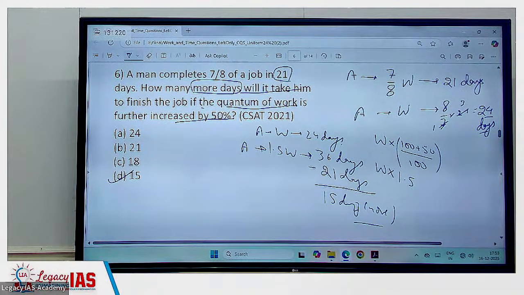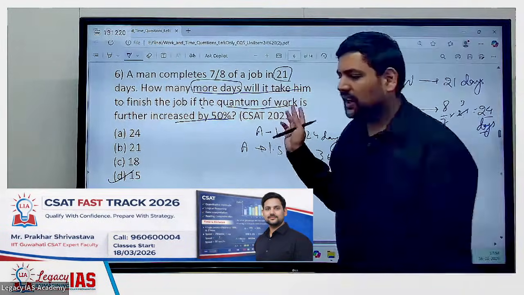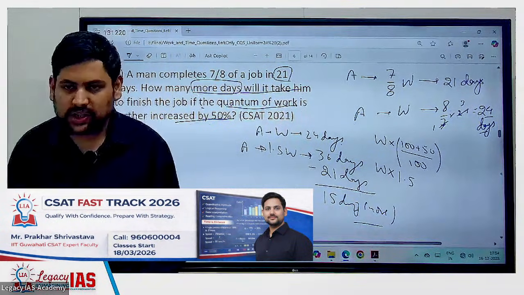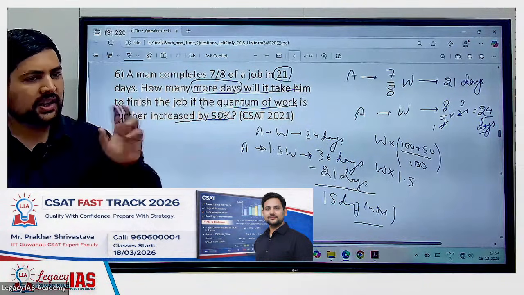Then put the heading: timeline based questions. Basically, what will happen in them? So right now, what you have seen is simple work by A, B, C, D, whatever people are given, and then some combinations of it. Let's say A and B together work, C and D together work, like that.